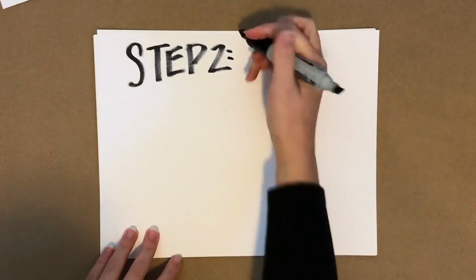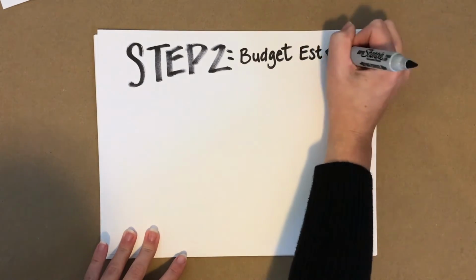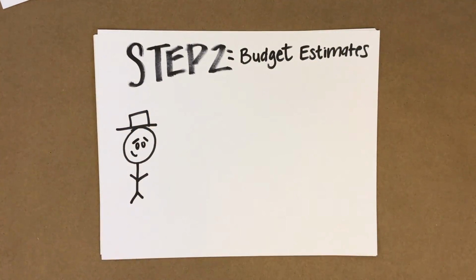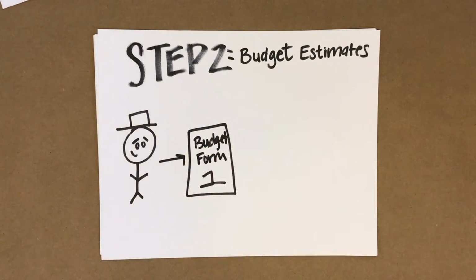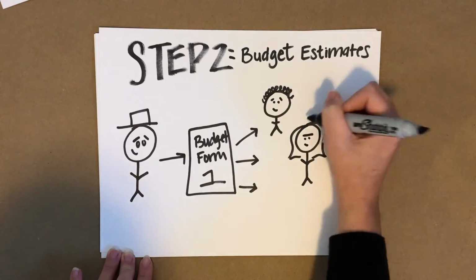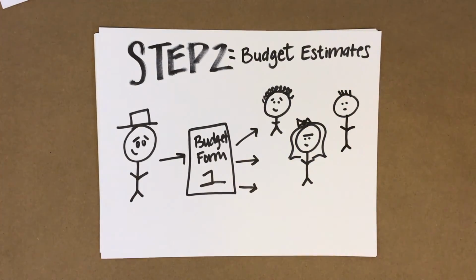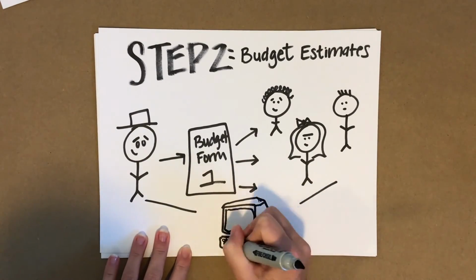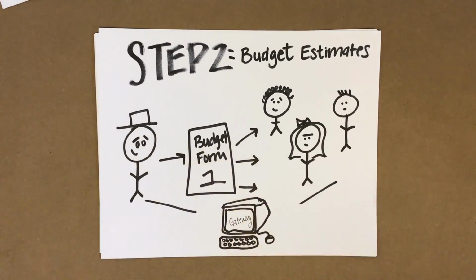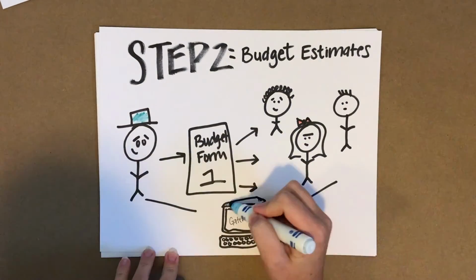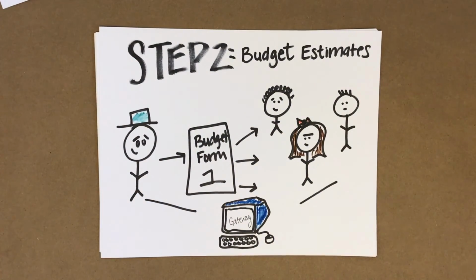Step 2 is known as the budget estimate step. So during this part, the fiscal officer will distribute budget form 1 to the proper town officers. Once it's distributed to the proper town officers, they put it into a computer system known as Gateway. Gateway is a computer system that holds pretty much all of the data that will be used throughout this whole process.